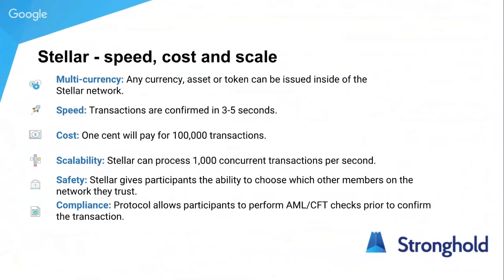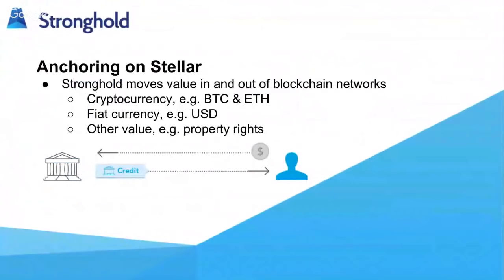And we do this through a process called anchoring. And what is anchoring? Essentially, we take a value, let's say it's a cryptocurrency, Bitcoin, from the Bitcoin network and transfer the token of that Bitcoin in and out of Stellar. It's a ramp in and out of the Stellar network. So the result is you now have tokens that represent the outside value all in the same venue.